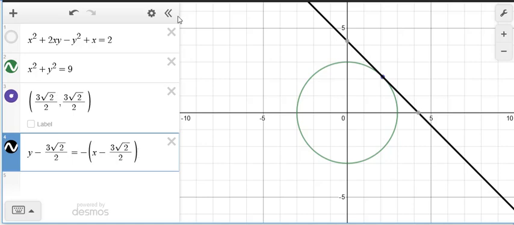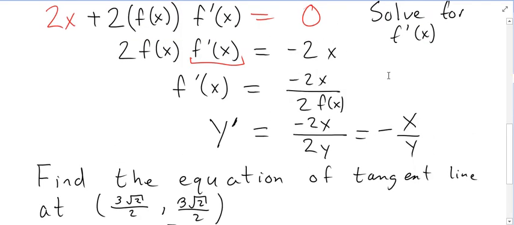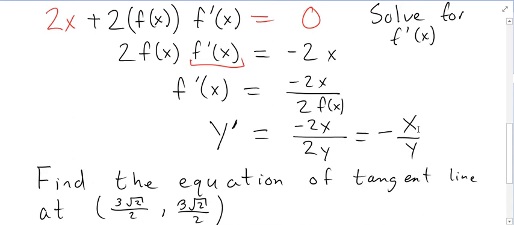And a couple of other features I want to point out about this based on what we've just found. So this derivative is negative x over y. Notice that when y would equal 0, we would have an undefined slope. So that would be a vertical tangent line. And if the numerator is 0 and the denominator isn't, we'd have a horizontal tangent line.